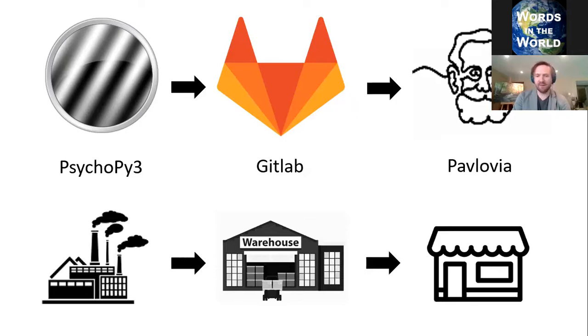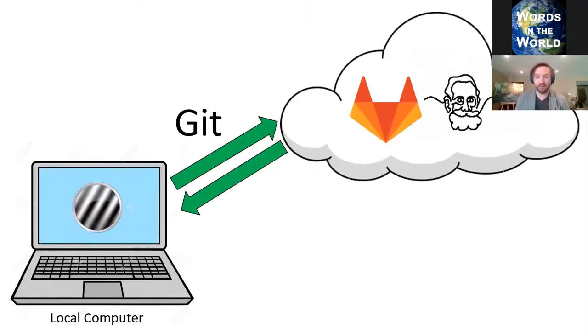So we can also visualize this in a different way, by looking at what's on our local computer and what's online. Our local computer is where we're going to actually build our experiments using PsychoPy3. There will be a folder on our computer where all of these files are stored. But then we also need to have our warehouse and storefront, which will all be on the web. And the way that these two locations, the online and the local, communicate with each other is via a secure connection, which is created by Git.